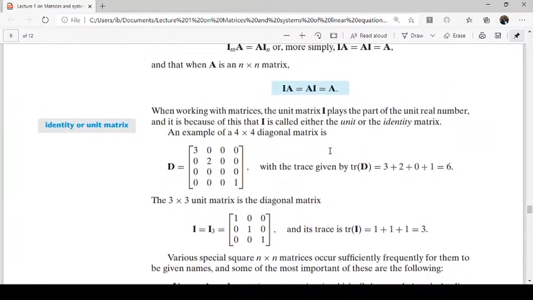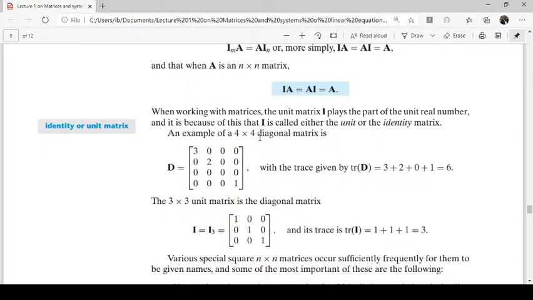Now, this is just an example of a diagonal matrix. I told you a diagonal matrix is where the other elements off the diagonal are all zero, and on the leading diagonal, not all of the elements are zero. The trace of a matrix is the sum of the leading diagonal. This is an example of a 3 by 3 unit or identity matrix, and it's also a diagonal matrix where the elements on the leading diagonal are 1.